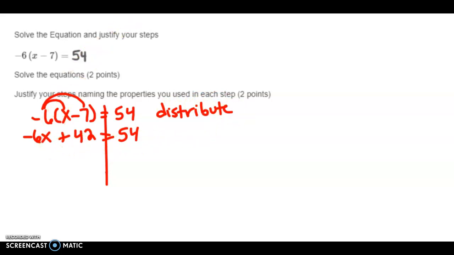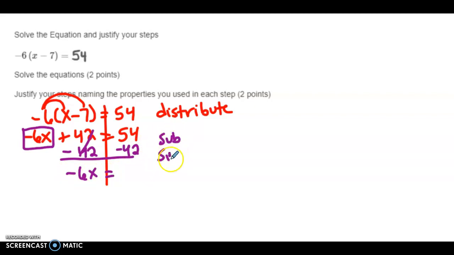And then after I distribute, I'm going to go ahead and find my x. Positive 42 is on the same side. I need to get rid of it. The opposite of adding 42 is subtracting 42. I'm going to subtract 42 from each side. I'm just going to bring that -6x straight down. And then I'm going to simplify. So I guess I should write all this out. Subtract, simplify. 54 minus 42, let's see, that's 12.